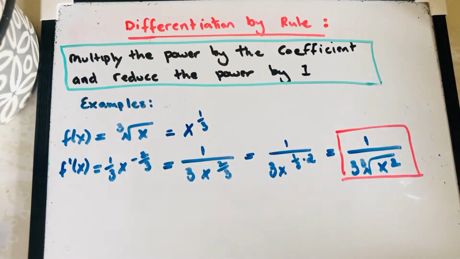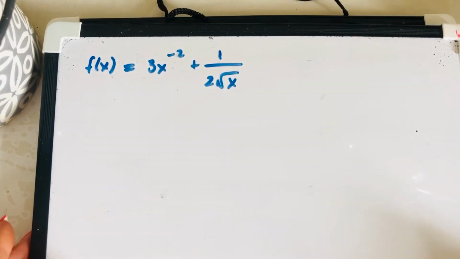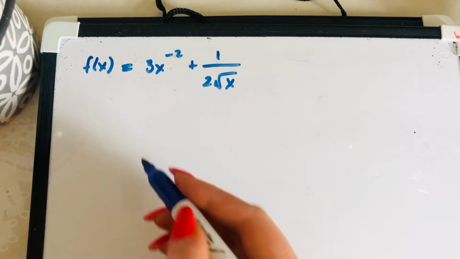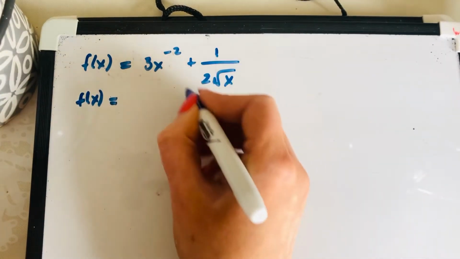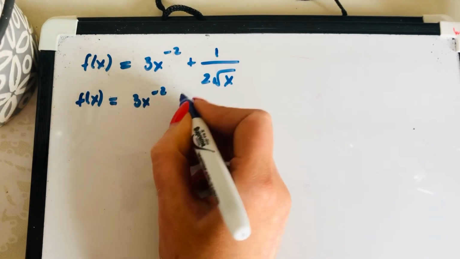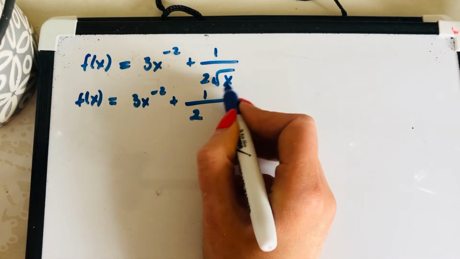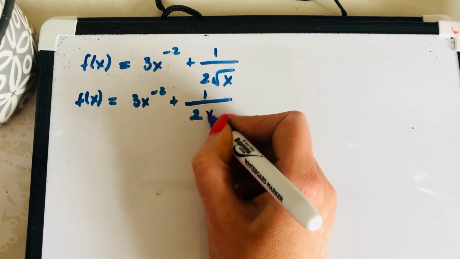Now we're on to example number 2. f of x is equal to 3x to the power of -2 plus 1/2 root x. So let's begin by rewriting the question and simplifying this in terms of a power. So the first part is perfectly fine. Now we know that the root of x can be written as x to the power of 1/2.